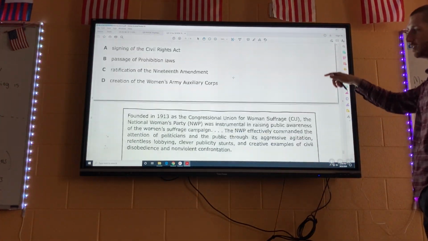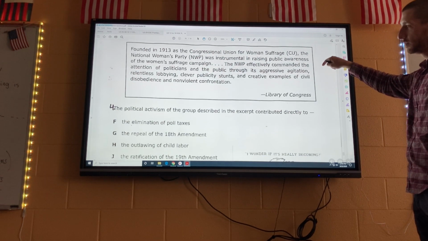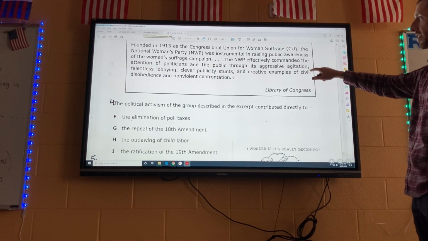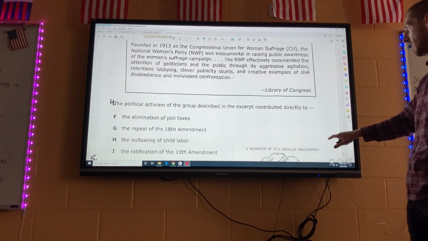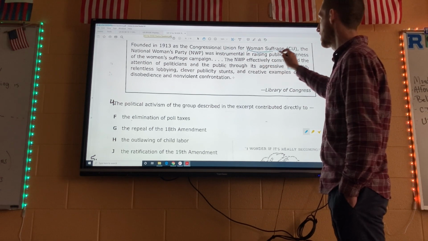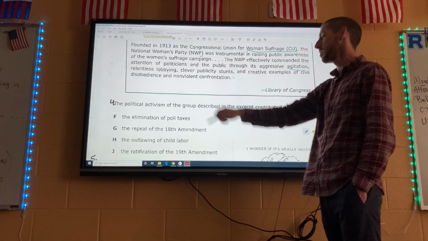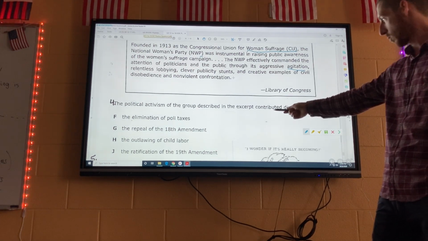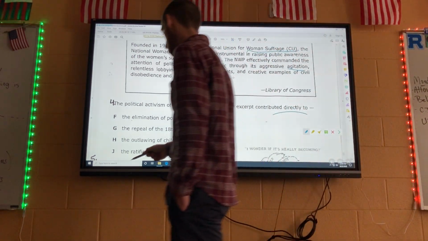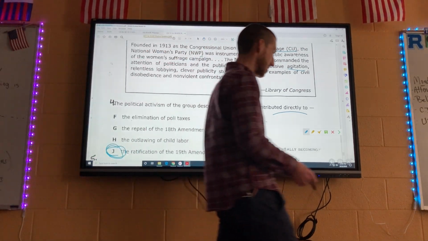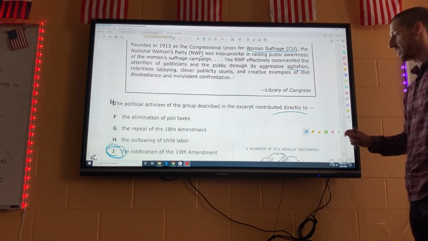Last page. Woo! Political activism of the group described in this excerpt contributed to electing... Look, National Women's Party. Look, agitation meaning protest. Women's suffrage. National Women's Party. So which one of these does it have to do with? The political activism of the group contributed directly to J, the ratification of the 19th Amendment. The 19th Amendment is the one you need to know, as far as you need to know the number and what it means, okay?